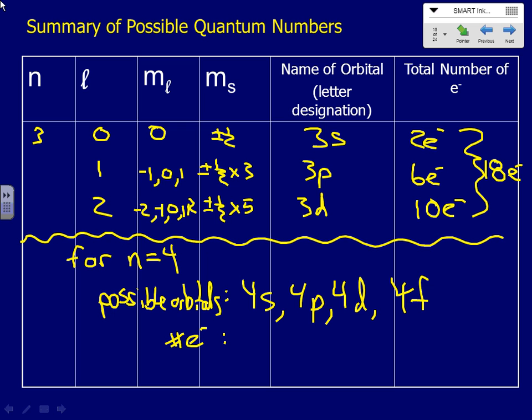In other words, how many 4s orbitals are there? And then 2 electrons can go in each one. So how many can go in all of the 4s, if I add them all up? Tyson, what do you got? Yep, 2 electrons. How many electrons can I put in the 4p orbitals?